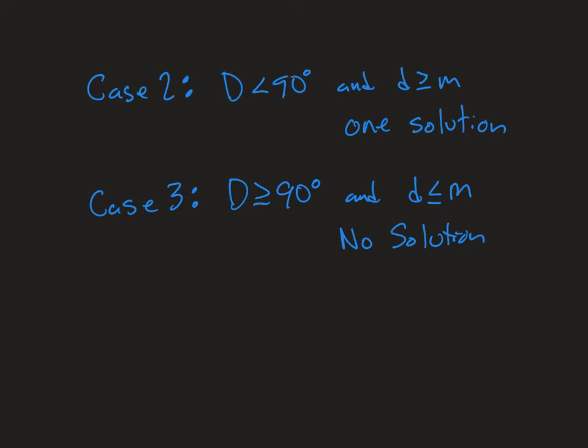And then finally, case 4, when we have an angle greater than or equal to 90 and d is greater than M, then there's going to be one triangle that fits that scenario. So that's one solution.